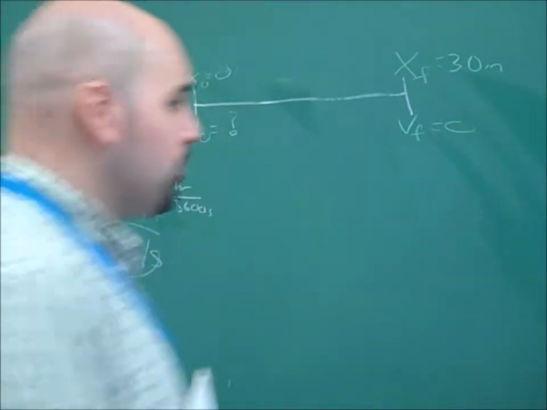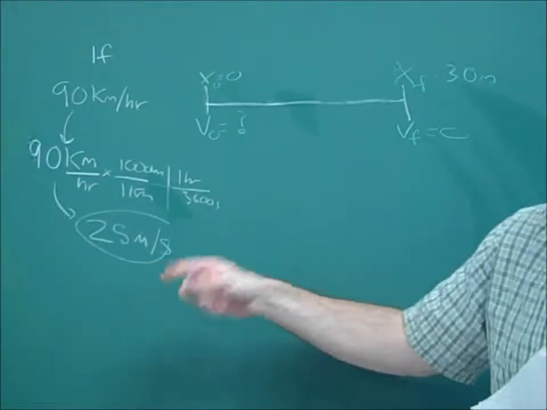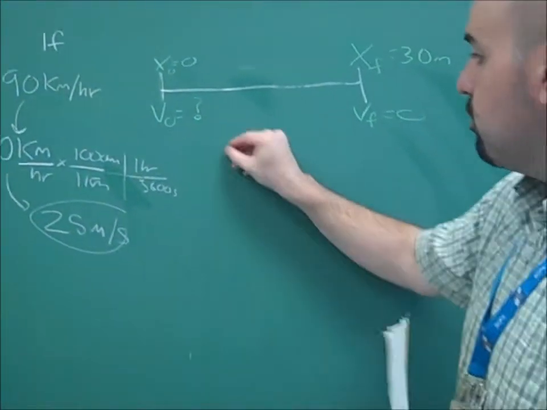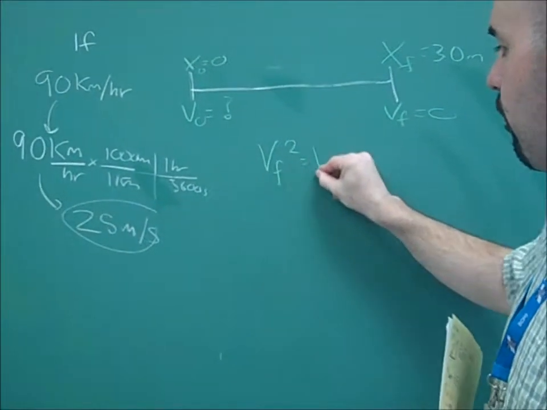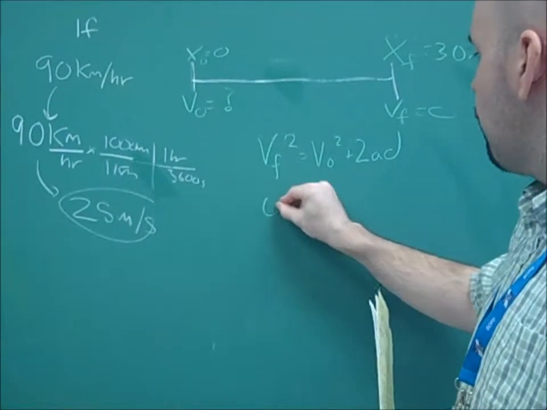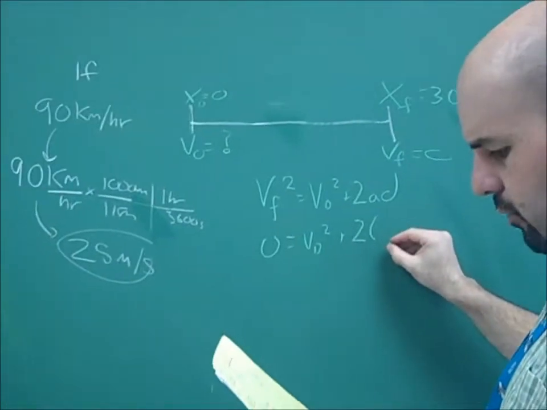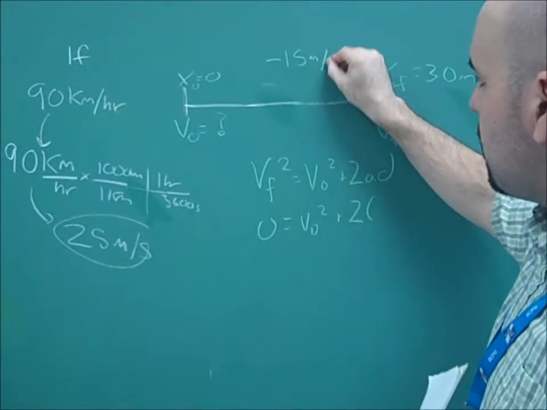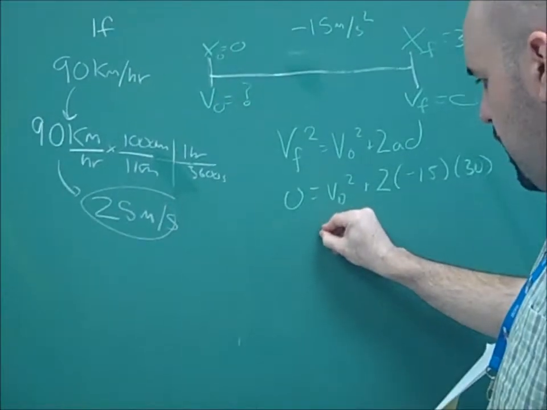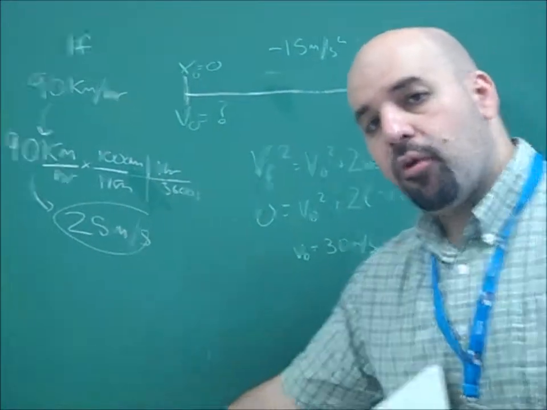So what I'm going to do is figure out how fast this person was going compared to 25. If this person was going faster than that, they broke the law. If they were going slower than that, they did not break the law. And now it's just basic application. What's the acceleration? I know it's negative 15 meters per second squared, brakes. And I get V naught is 30 if you do the math. Obviously it's speeding.